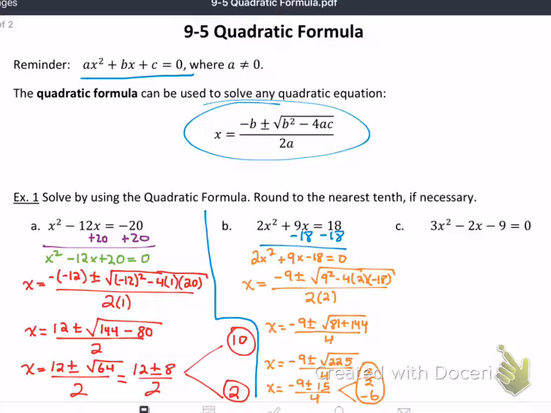I actually did B for you just to make sure that you have the concept. My two possible answers for x are 3 halves and negative 6. Okay? So C, I'm going to assign for homework to check for the next day.